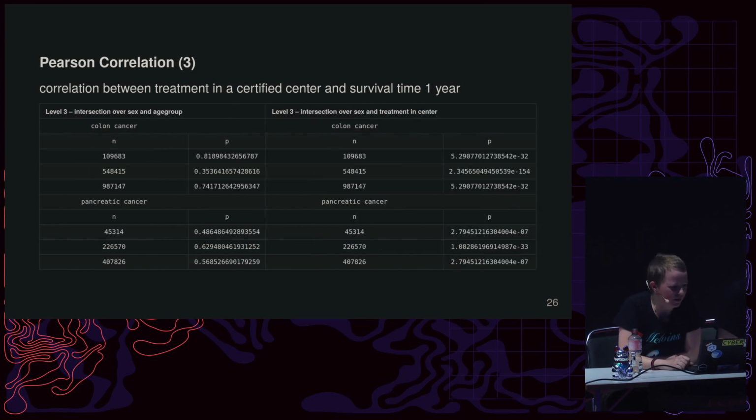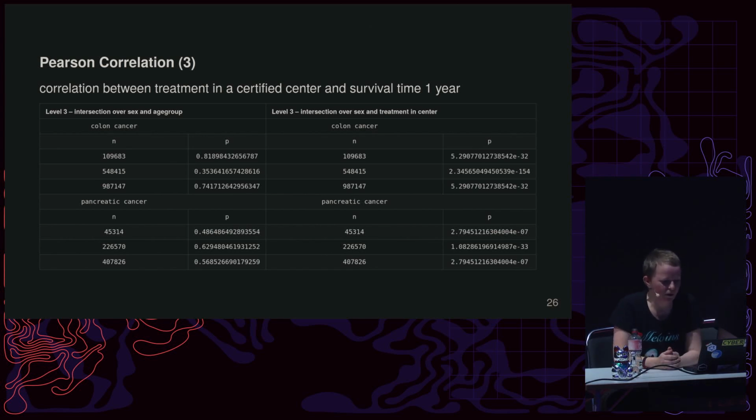We took a third step and took a third intersection, in one example over sex and age group, and on the other level over sex and treatment in a cancer center. So in the left example, you have 30 different subgroups, and you see that the p-values are not significant anymore, because probably you have over 30 subgroups. And in the second example, you have only 4 subgroups. You have male, female, and you have treatment in a cancer center or not, 4 subgroups. And there, the p-values are significant again.